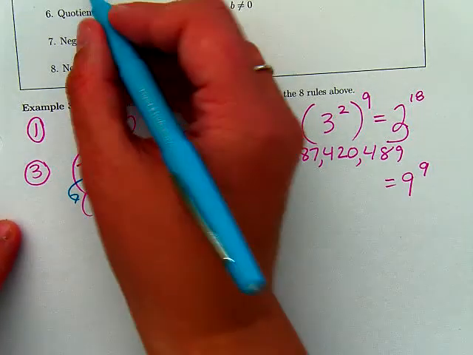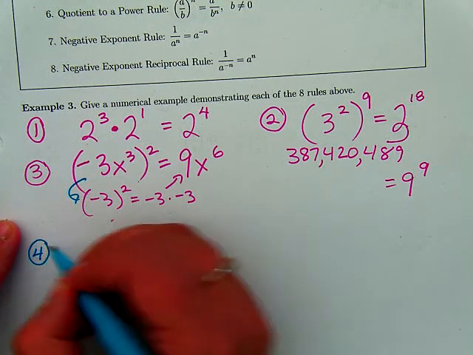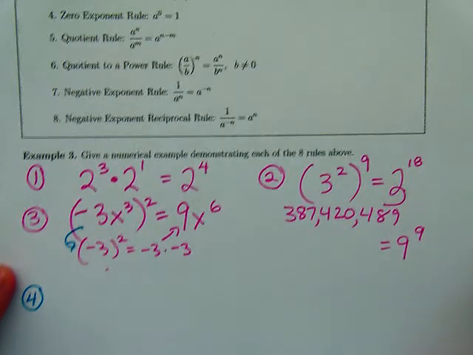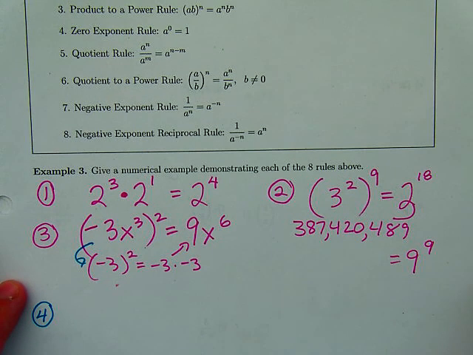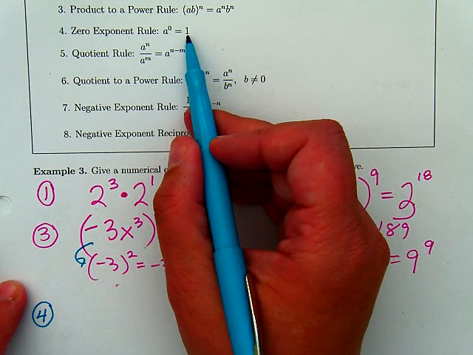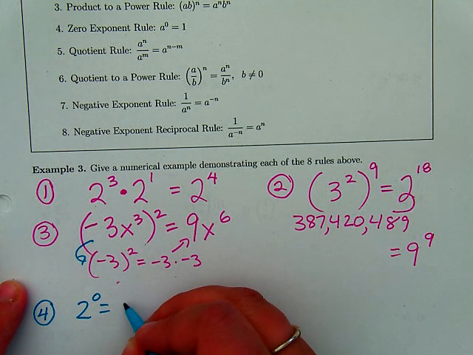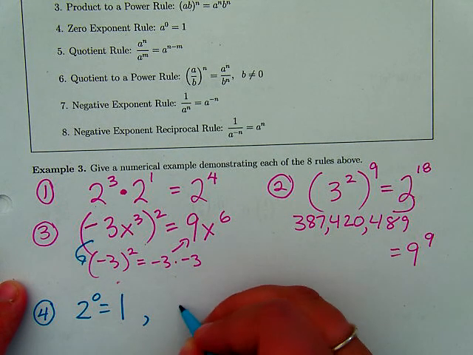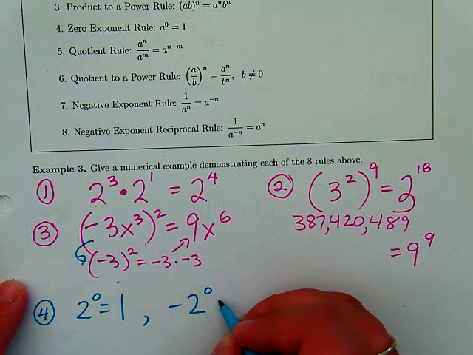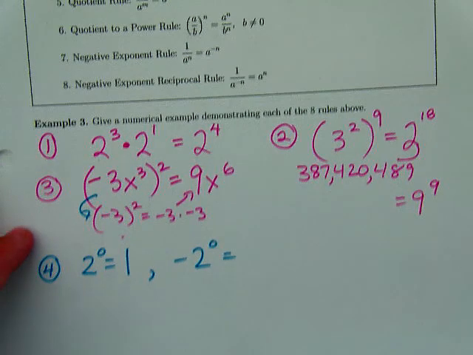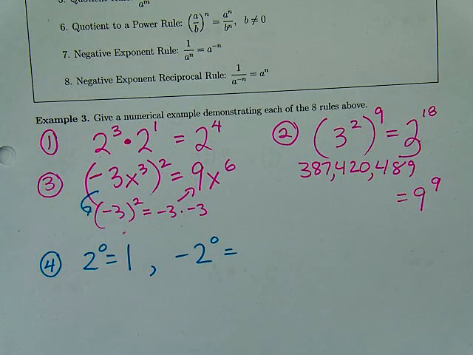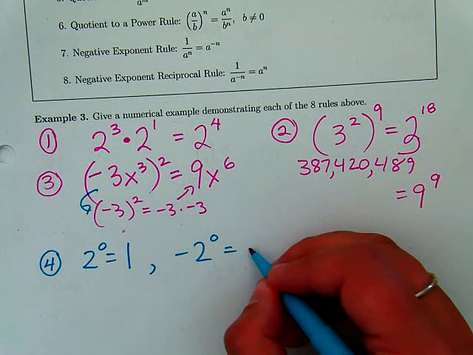Okay, let's look at number 4. Number 4 is the zero exponent rule, a to the 0 power is 1. So if I had 2 to the 0 power, that would be 1. What if I had negative 2 to the 0 power? What would that be? Be careful because that negative is not in parentheses. Negative 1.